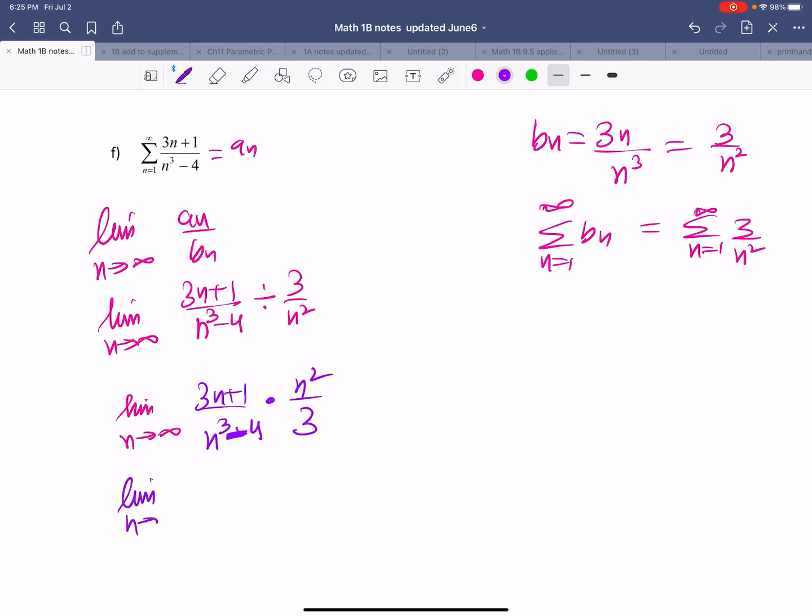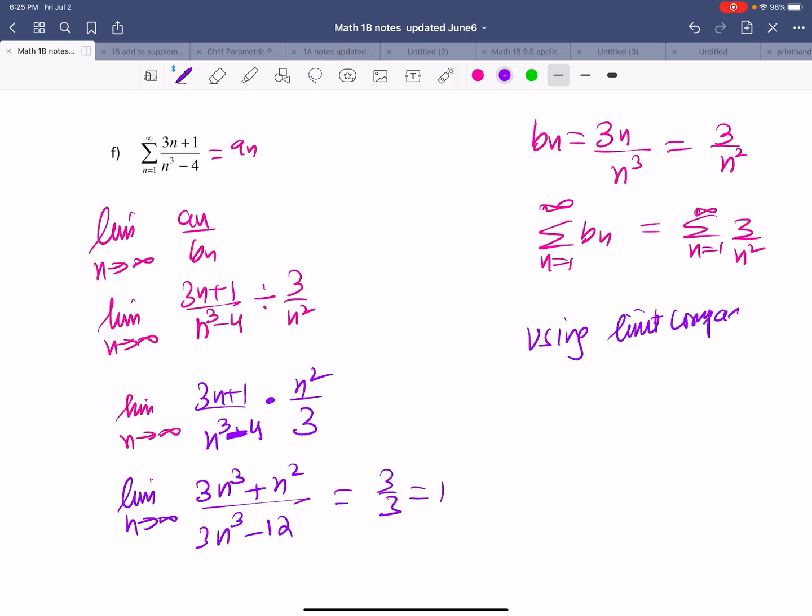Limit as n goes to infinity of 3n to the 3rd plus n squared over 3n to the 3rd minus 12. Now, same degree in the numerator and denominator, so the limit is leading coefficient over leading coefficient, which is 3 over 3, and that equals 1.